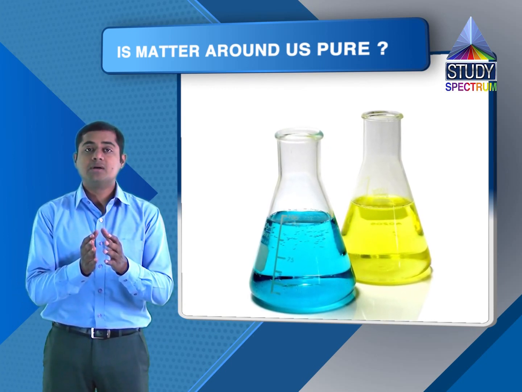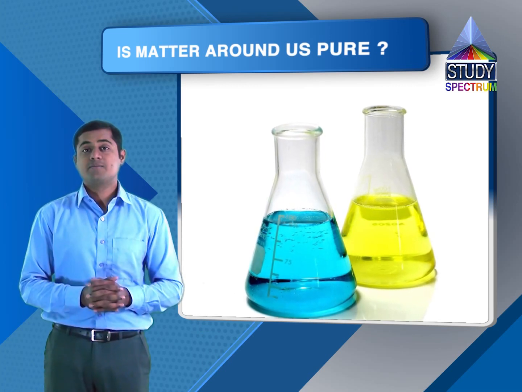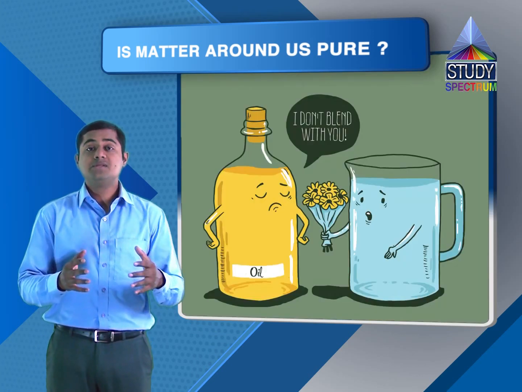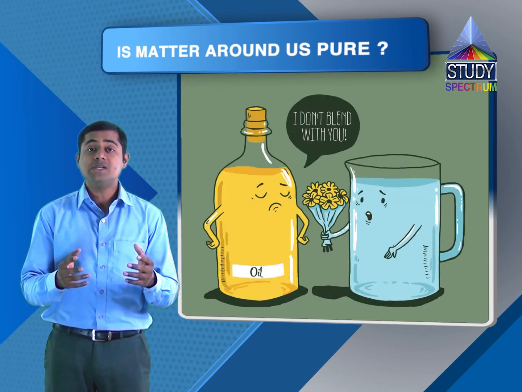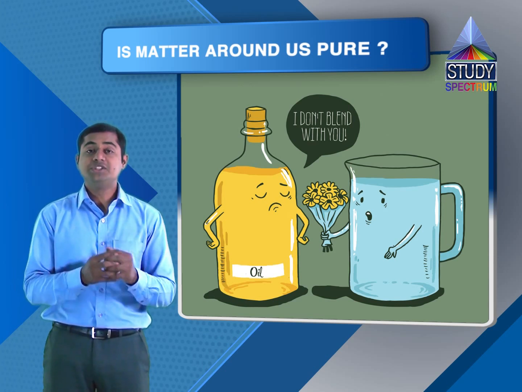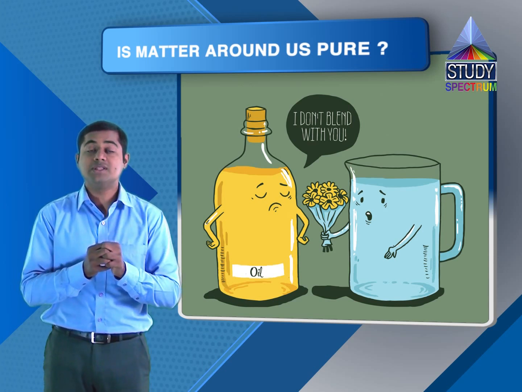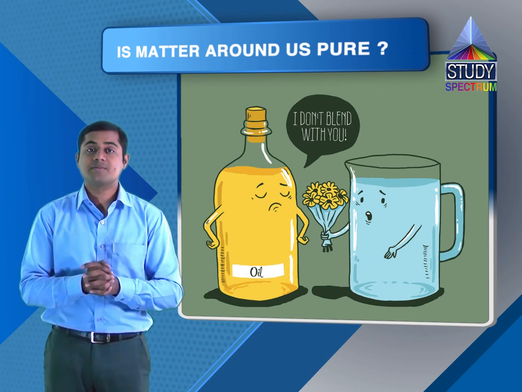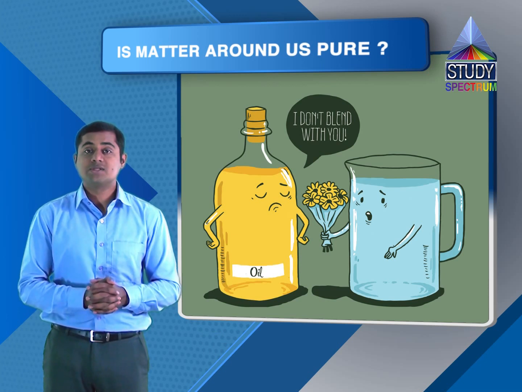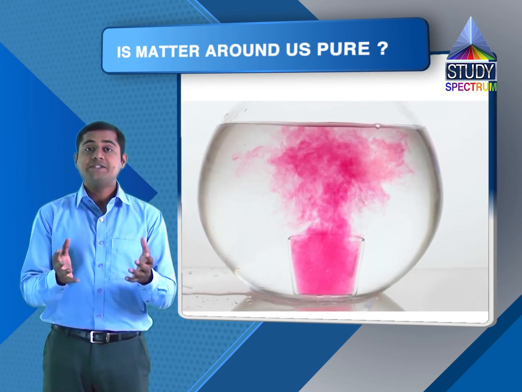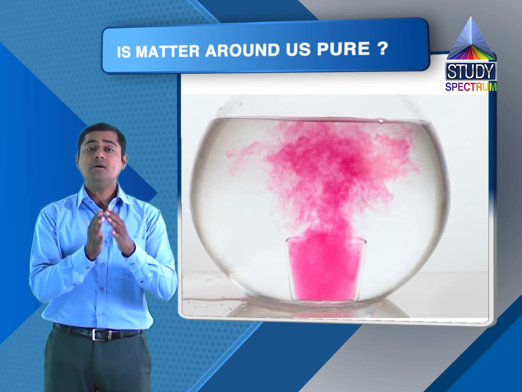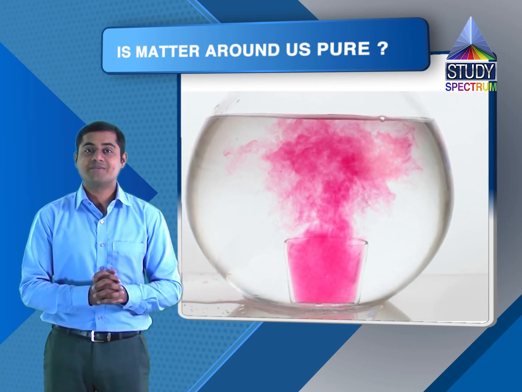How do we separate two miscible liquids? We have already seen how we separate two immiscible liquids. Two immiscible liquids means the liquids which cannot make a homogeneous mixture, which cannot get mixed into each other. They make two different layers. But now we are talking about two miscible liquids, two liquids which actually can get mixed up with each other so fine that they make a homogeneous mixture.